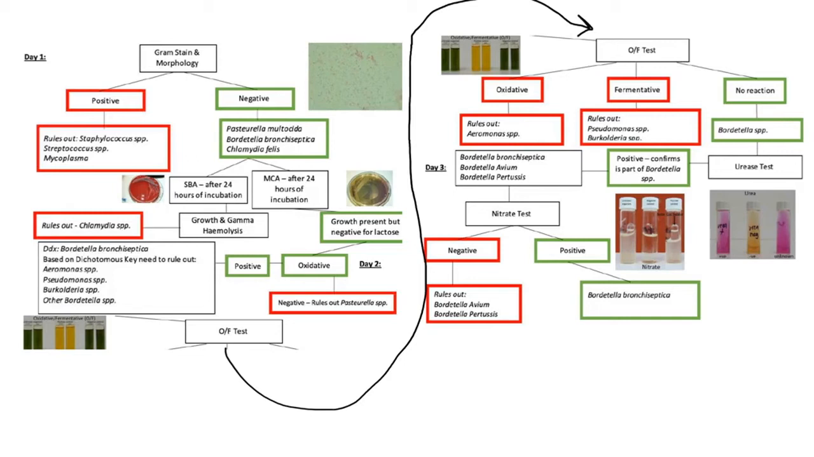Our sheep blood agar, we did have some growth after 24 hours of incubation with no hemolysis or gamma hemolysis. So that already ruled out the Chlamydia species, as that doesn't grow on agar. Our MacConkey agar, we had growth present, but it was negative for lactose fermentation. So that's when we conducted an oxidase test. And then from there, the only organism left on our differential list was Bordetella bronchiseptica.